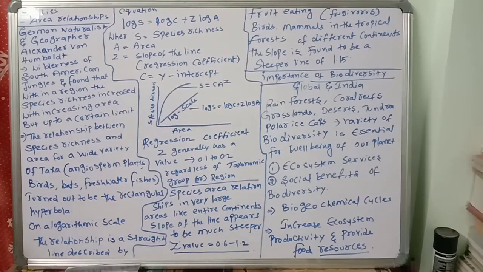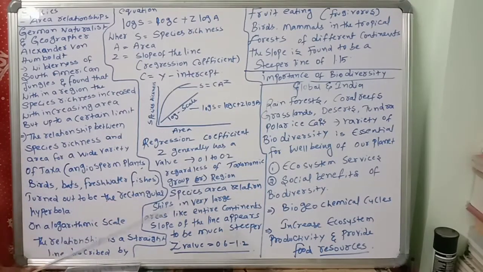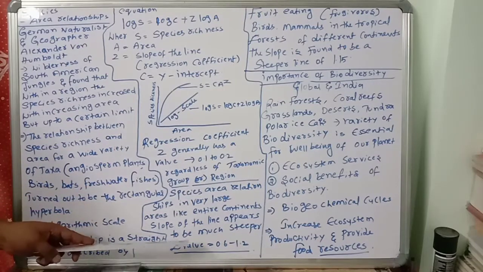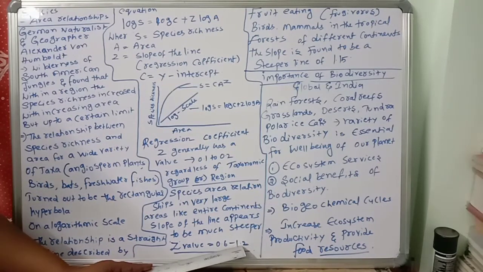Next, the regression coefficient Z value is generally 0.1 to 0.2, regardless of the taxonomic group or region. Z will be 0.1 to 0.2, the regression coefficient. However, in the species area relationship, in very large areas, the slope of the line is much steeper. Very important: it will go to 0.6 to 1.2, meaning more species richness.